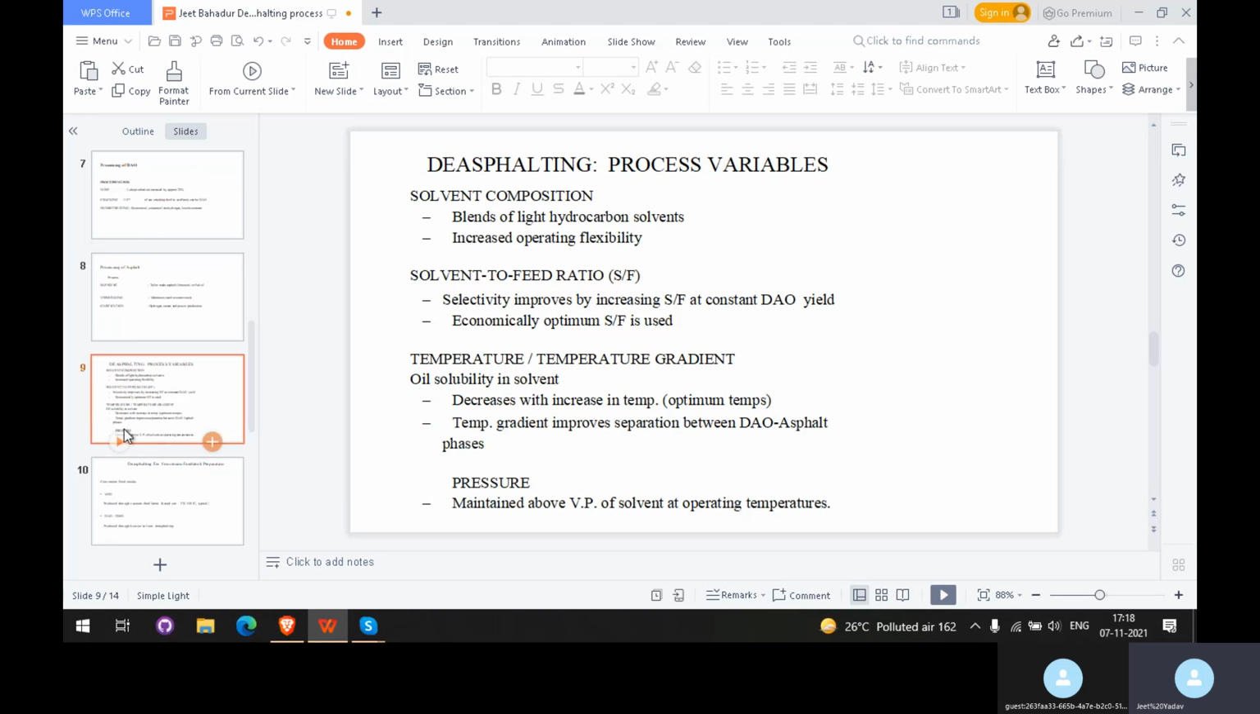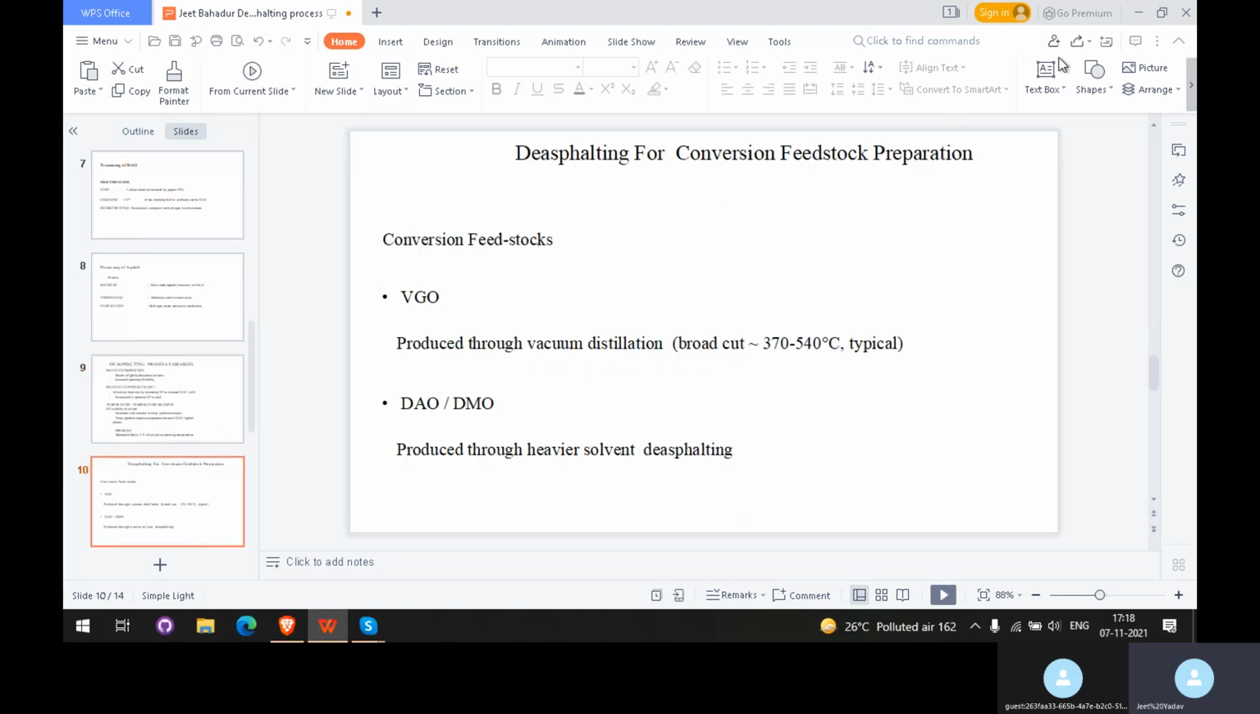So moving forward, we have de-asphalting for the conversion feedstock. The conversion feedstock requires VGO, which is basically produced through vacuum distillation or a broad cut, typically between 370 to 540 degrees, and it gives us DAO or DMO. It is also produced through the heavier solvents of de-asphalting. So these are the preparations required for the feedstock conversion.